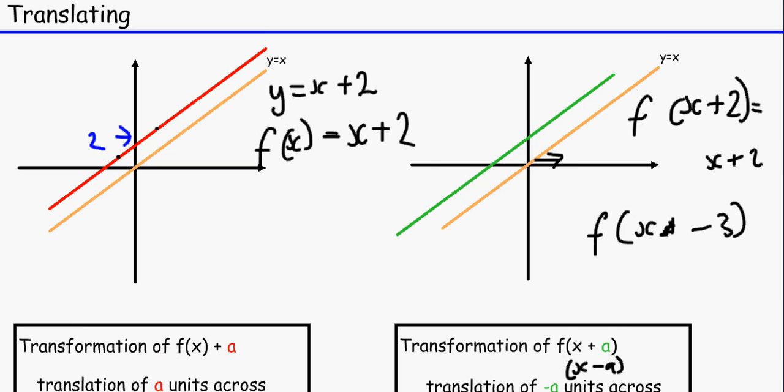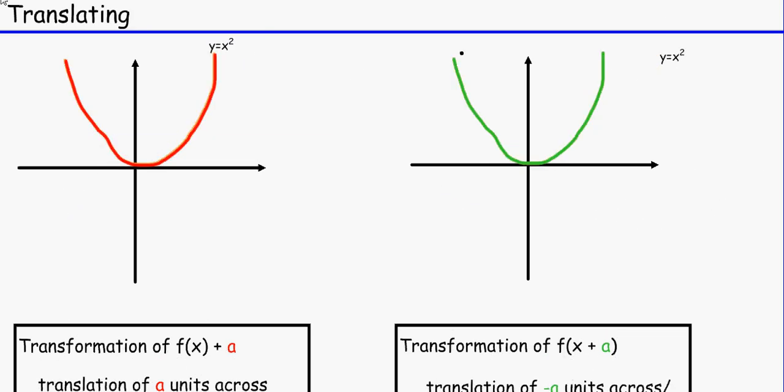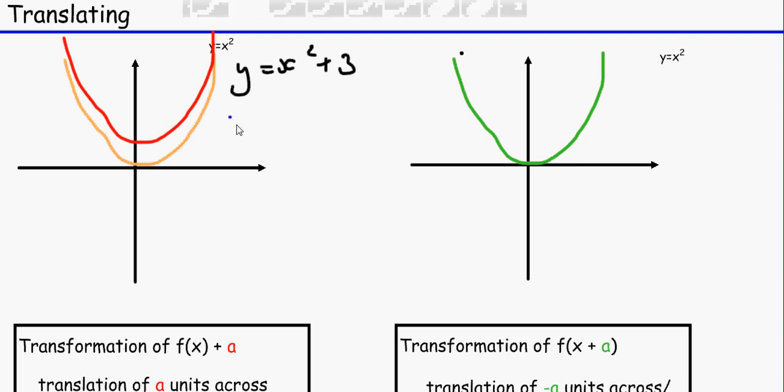So for the next one, for translating y equals x squared, the same goes over here. If we wanted to make it y equals x squared plus 3, it would move 3 units upwards. Or if we were to write it the A level way, f of x equals x squared plus 3, it moves upwards 3 places.